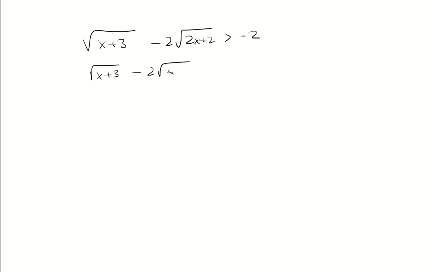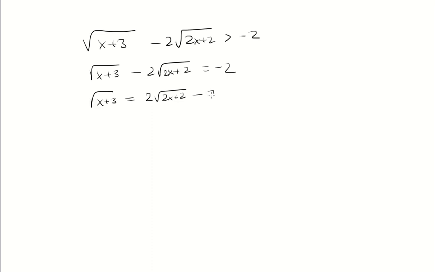Solve the inequality square root of x plus 3 minus 2 square root of 2x plus 2 is greater than negative 2. Let's treat this as an equality, and then we will solve the inequality. Obviously we need to solve for x, but in order to do that, you want to isolate the square roots. So put one square root on the left, the other one on the right.